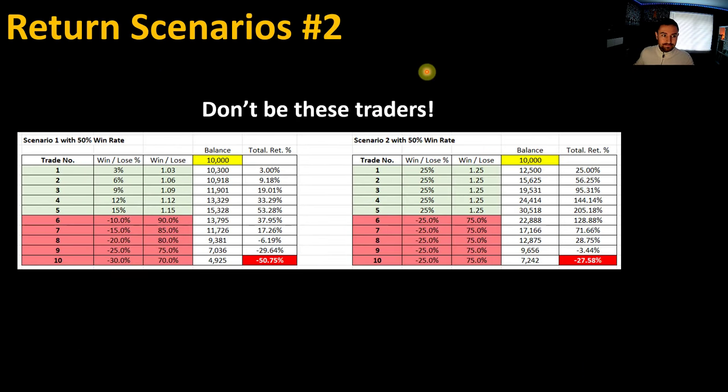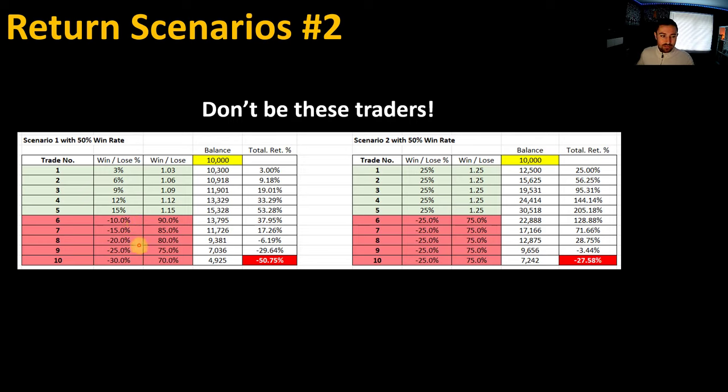So this slide here, don't be these traders, okay? I'm sure you all know someone who trades like this. Maybe it was you in a former trading life, so to speak. But look at this here. This trader is doing the exact opposite of what you want to do. They have small wins, 3%. They're right 50% of the time there, okay? They're pleased with themselves. Well, I have a 50% win rate. I'm a good trader, okay? Wins, 3%, 6%, 9%, 12%, 15%, but their losses are way out of hand here.